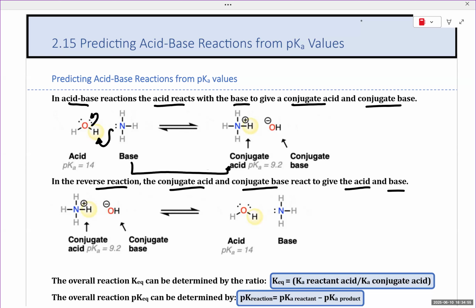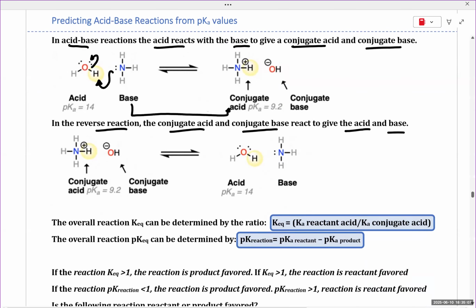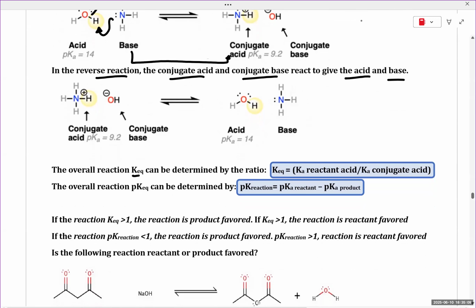Now, the real question is, how do we know which of these two reactions is favored? Is this reaction going to be forward, product favored, or reverse, reactant favored? Well, the overall reaction equilibrium constant can be determined through the ratio of the Ka of the reactant acid and the conjugate acid. The overall reaction pK equilibrium can be determined by taking the pKa of the reactant acid minus the pKa of the product acid.